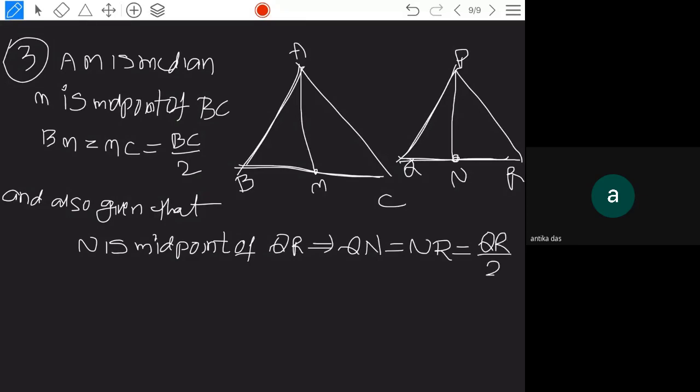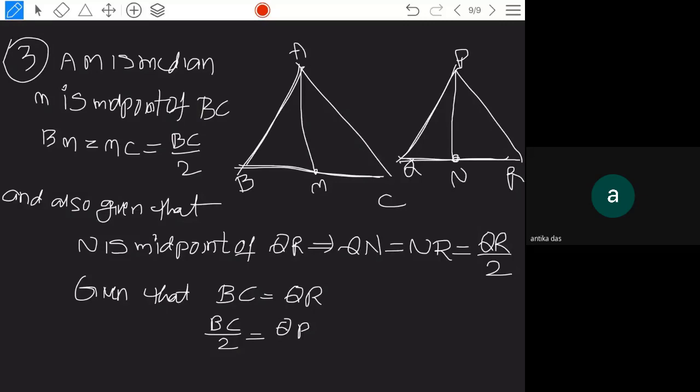But it is given that BC and QR are equal, isn't it? When these two are equal, you can say that BC by 2 is also equal to QR by 2. BC equal to QR is given, right? Is it given? Yes, sir. So BC by 2 equal to QR by 2 will be there.